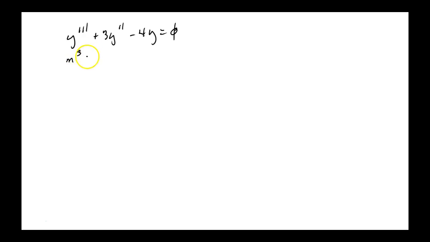m cubed plus 3m squared plus 0m? You can do that if you want to, but I don't know if we need it or not. So minus 4 equals 0. The easiest one to check to see if it might be a root, and this time it is, m equal 1.